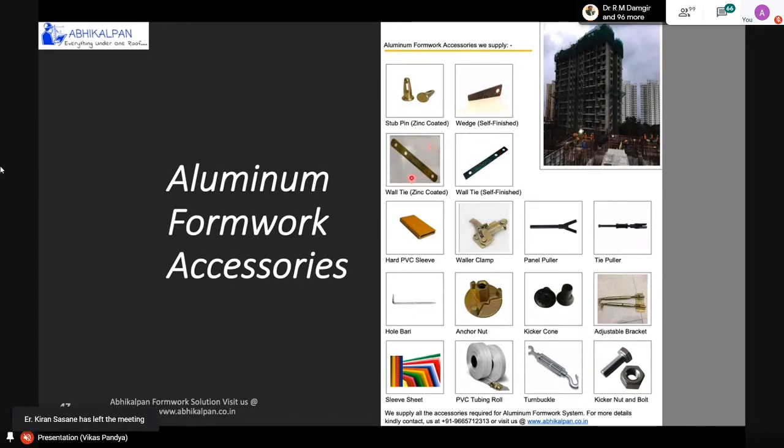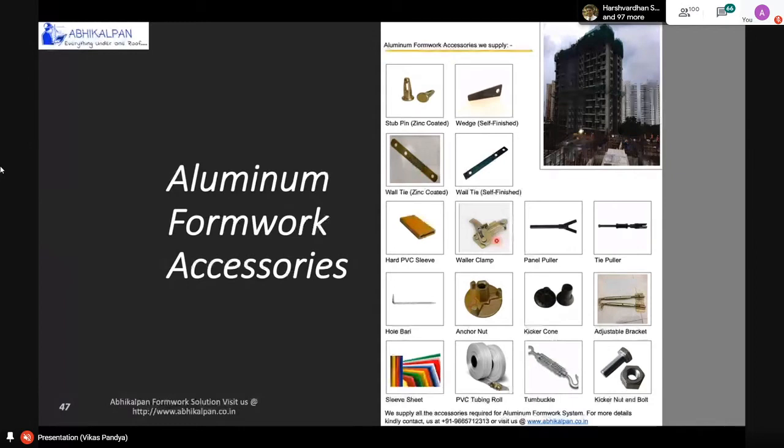It shows like this. It is available in different sizes for different wall thicknesses. The next is the PVC sleeve, a hard cover sleeve, which we place on the wall tie to protect it from concrete. Then this is a waller clamp, which is used to maintain horizontality, or for vertical panels we place it, and to maintain the alignment of all the panels we use this waller clamp.